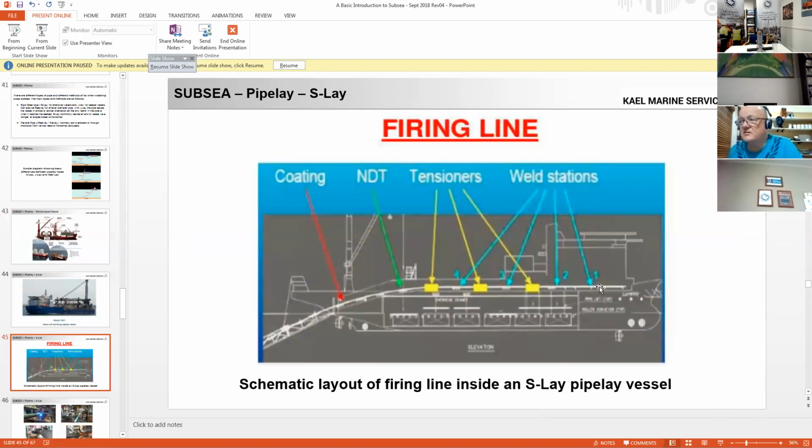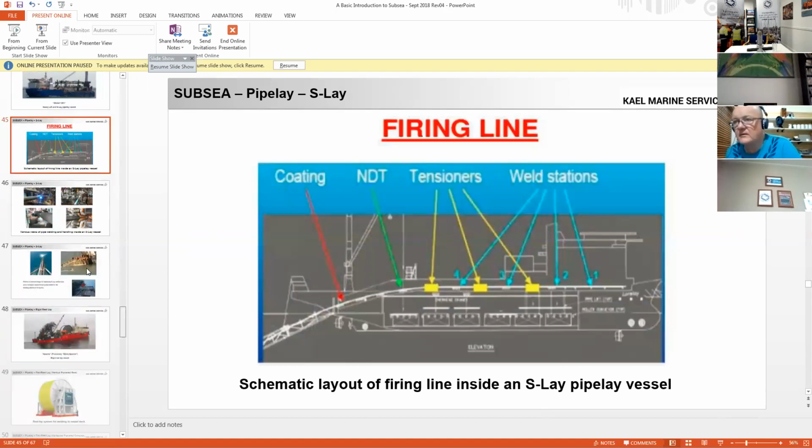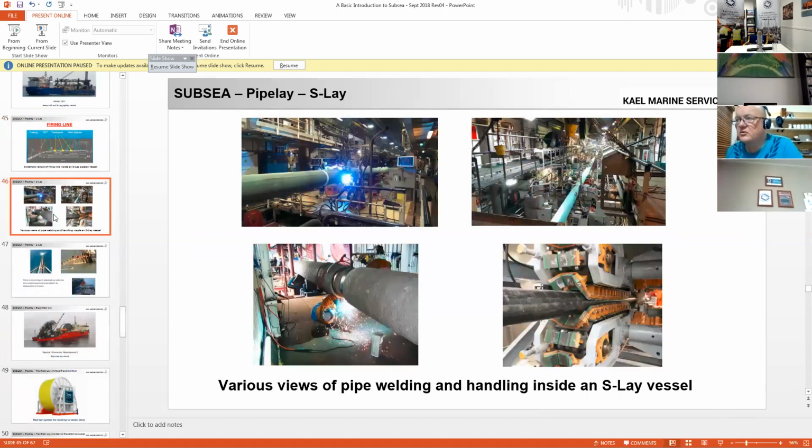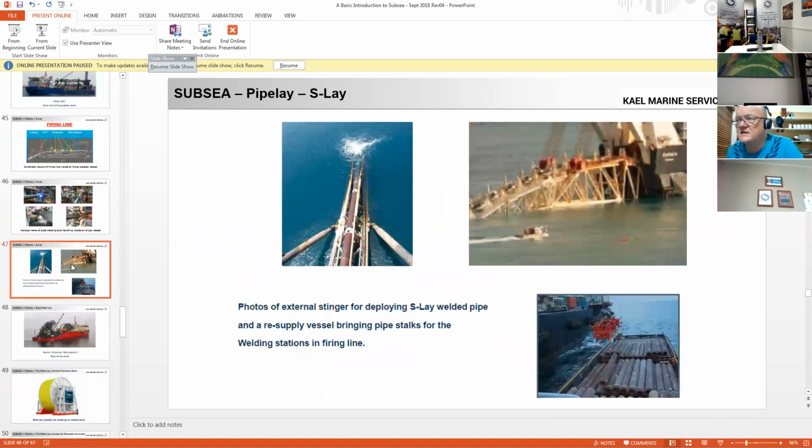You'll have your very first root weld at the front end of the ship, and then subsequent welds as the vessel moves along the pipeline. Some photographs of pipes being welded and the tensioners inside an S-lay vessel. Some examples of the stingers with the vessel going off. And if you see the bottom right, you'll see that all these vessels usually have a range of support vessels for bringing the sections of pipe to the ship to go on board.